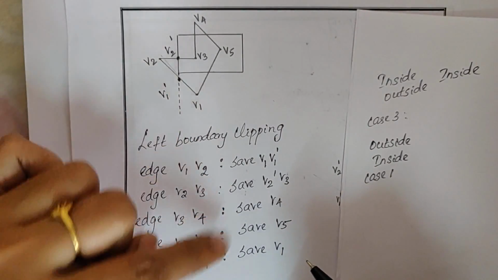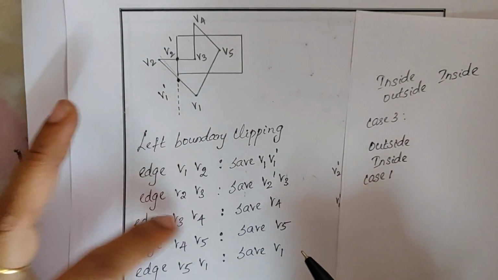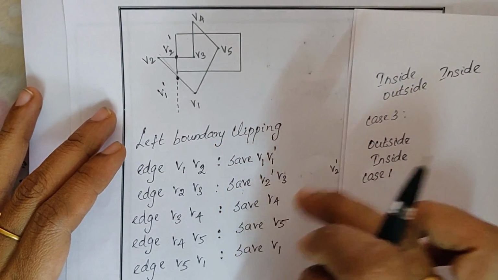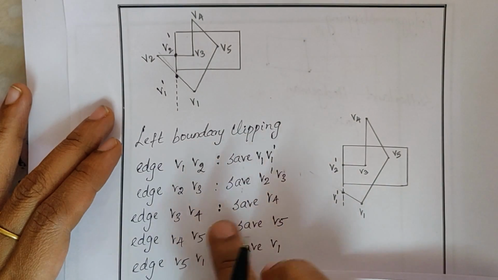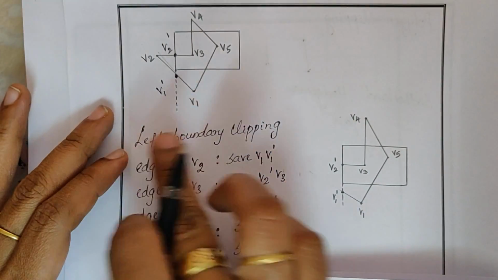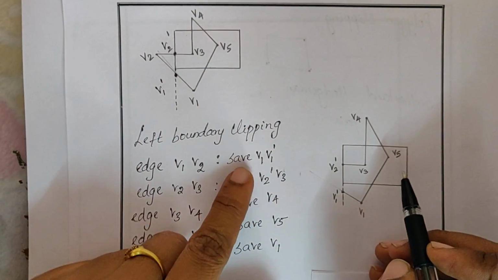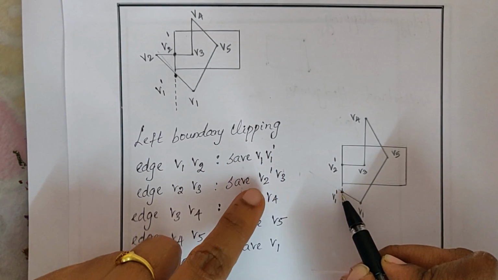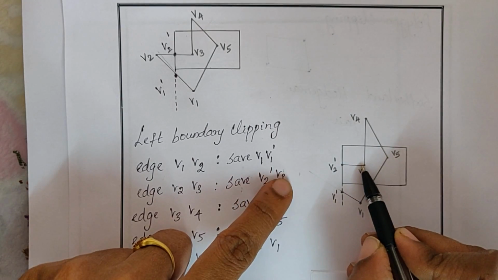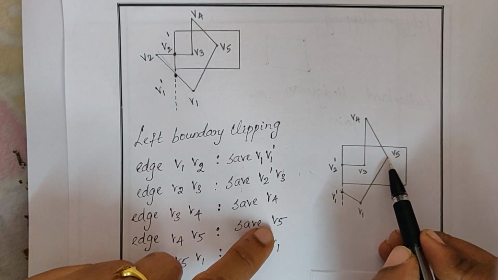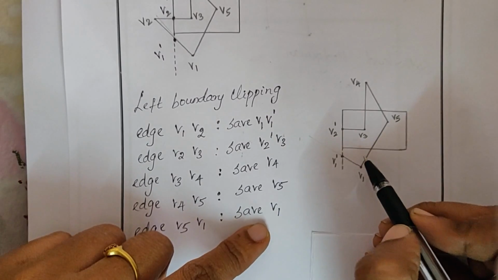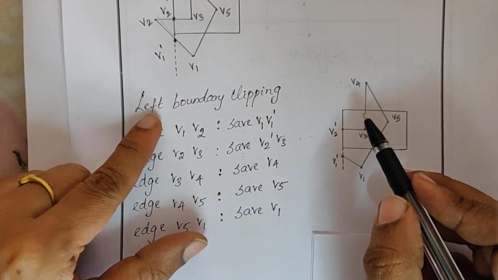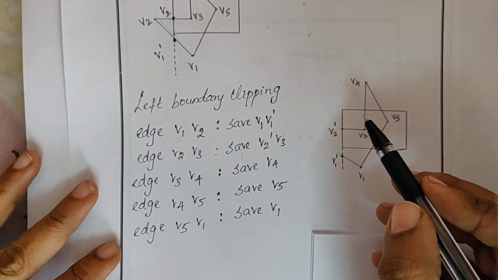Right? Now I have considered all the edges. Seeing this, I have to draw my output for left boundary clipping. So V1, V1 dash, V2 dash, V3, V4, V5, V1. Right? This is the output for my left boundary clipping.